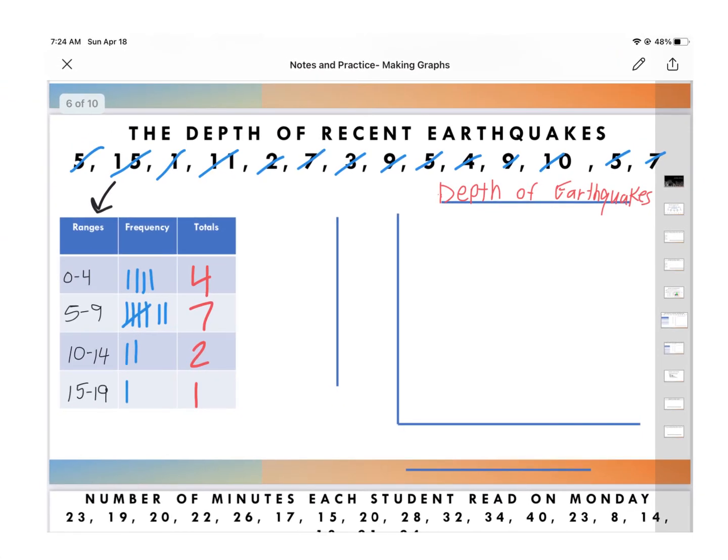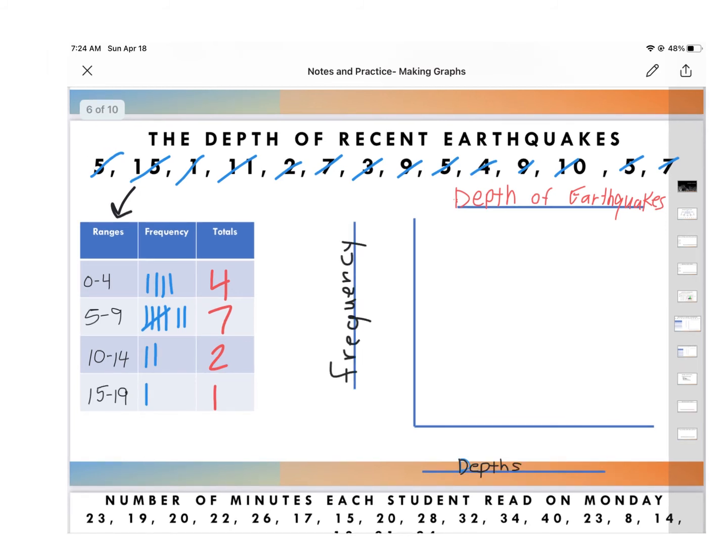Okay, so now we need to label our X and Y axis. So our X axis here is going to be all of our ranges. So that's going to be our depths, and then our y-axis is going to be our frequency. All right, so I went ahead and labeled those. So for our depths, what we're going to do here is we're going to make sections. For this first section, we should label it 0 to 4. Okay, and then for the next section, we're going to label that 5 to 9 and so forth. So I'm going to do that really quickly, neatly, and show you what it's going to look like.